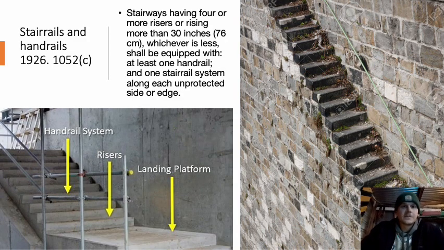All right, so here we go with stair rails and handrails. Stairways having 4 or more risers or rising more than 30 inches, whichever is less, shall be equipped with at least one handrail and one stair rail system along each unprotected side or edge. Let's dig into the left side picture. It labels the risers, the landing platforms, and so on. In our requirement, if the stairway has 4 or more risers, a riser being just an individual stair, you need a handrail. You can see the handrail, and it has a stair rail on there too. I think it's the top one.